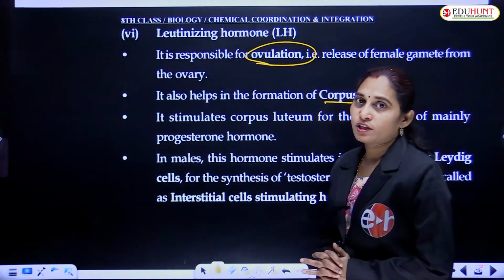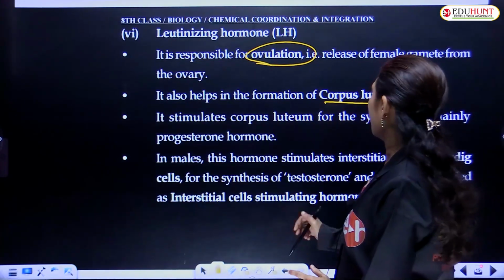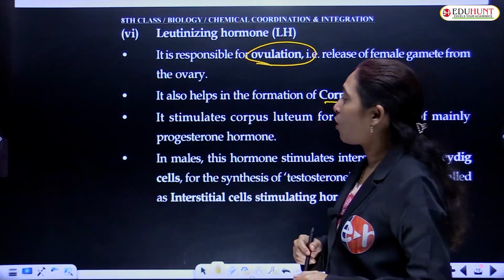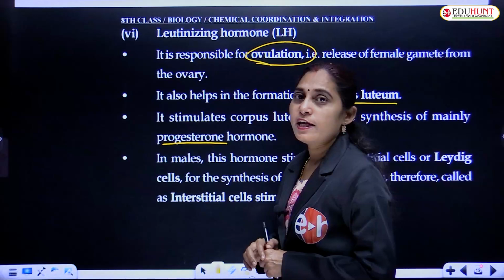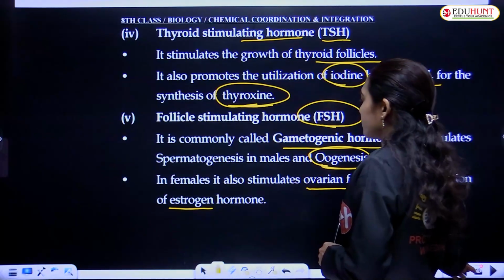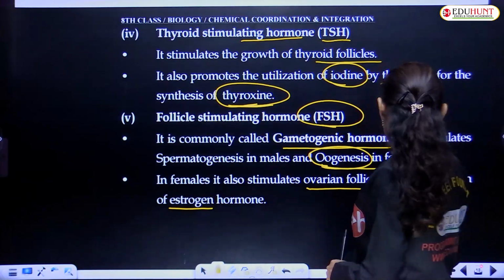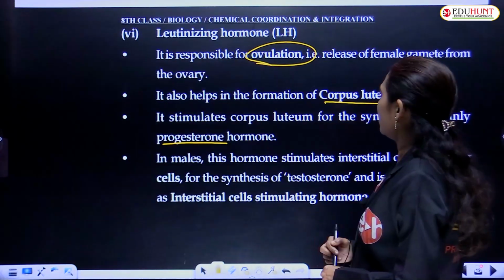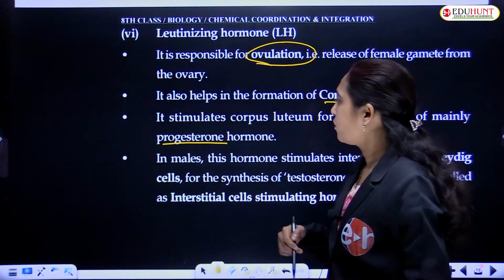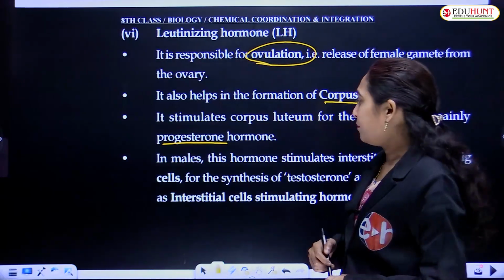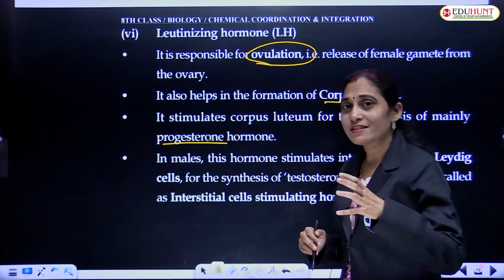And helps in formation of corpus luteum and stimulates the corpus luteum for the synthesis of hormone called progesterone. What we mentioned earlier was estrogen. Estrogen is a hormone released by the ovarian follicles, and this is the corpus luteum. It synthesizes another female hormone called progesterone. In males, this hormone stimulates the interstitial cells.